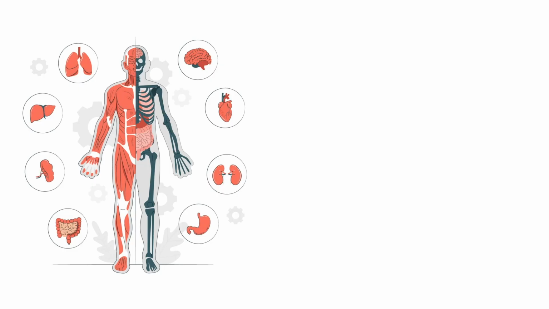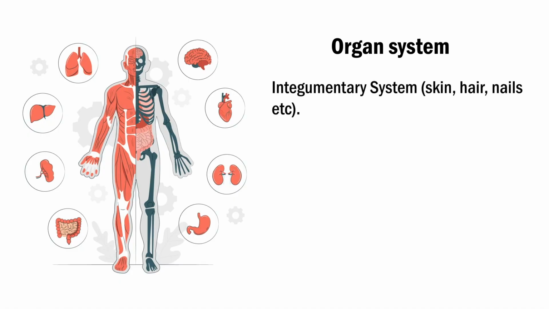Now coming to organ systems. There are mainly 11 organ systems present in our body. They are the integumentary system, which covers the skeletal system and protects vital organs inside our body. It consists of skin, hair and nails.